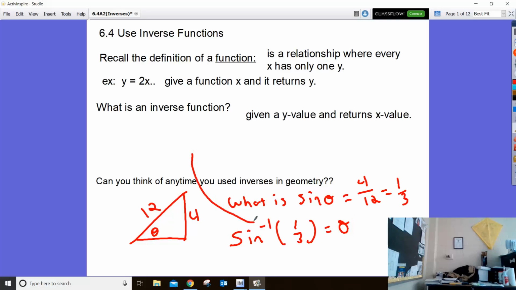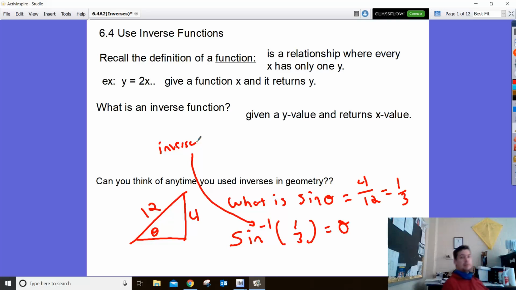That little -1 right there is read inverse. This is read the inverse of sine, actually pronounced arcsine. You used inverse functions. They're entirely opposite. One of them says the sine of this angle is 1/3. So if we plug in the angle, it would spit back 1/3. The other one takes the 1/3 as the argument and spits back the angle. They're inverse functions of each other. They do the opposite thing. So you have used them last year.